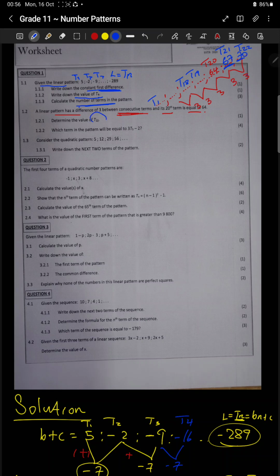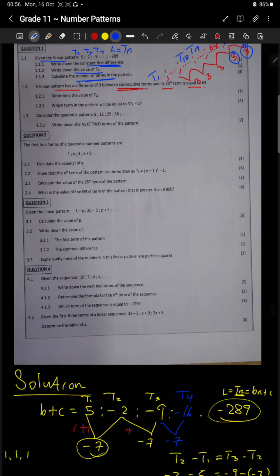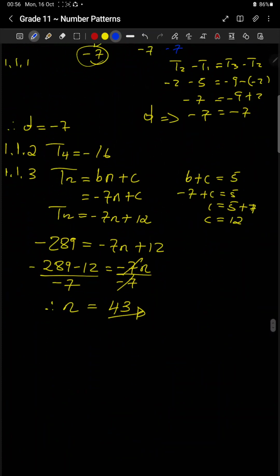So the first one, they say T22. We have already obtained that question. There is T22, it's 70. How do we get 70? We say T20, which must be 64. We say 64 plus 3 plus 3, and then it's gonna take us to T22. Okay, so let's quickly do that one over here. So that means 1.2 is going to be 2.1. That is T22 is equal to 64 plus 3 plus 3, which is equal to 70.